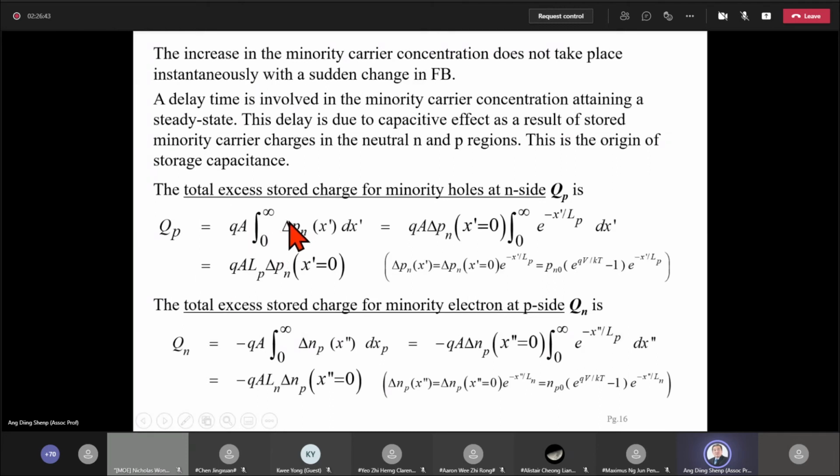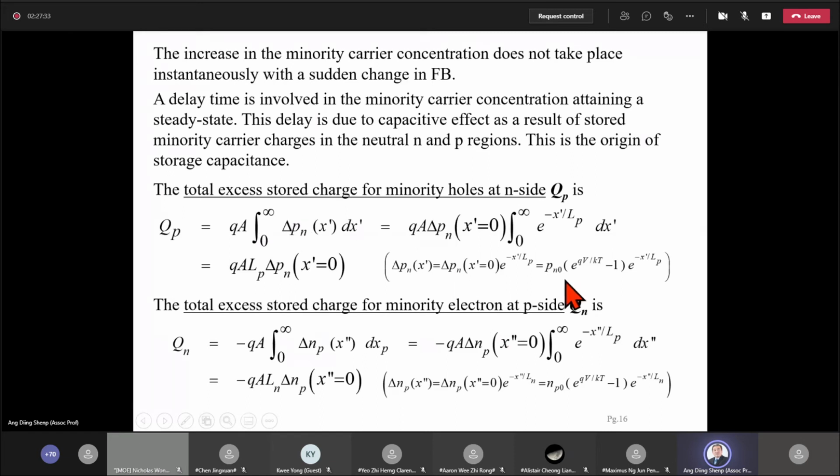So we can integrate delta Pn, which represents the excess hole concentration stored inside the quasi-neutral N region, from 0 to infinity, and multiply the integral by the charge Q. That will give me the charge in Coulomb. This integral will just give me the total number of holes per unit area. If you multiply by Q, the charge of each hole, you get the excess hole charge stored per unit area. So you need to multiply by the area A to get the total excess hole charge stored in the quasi-neutral N region.